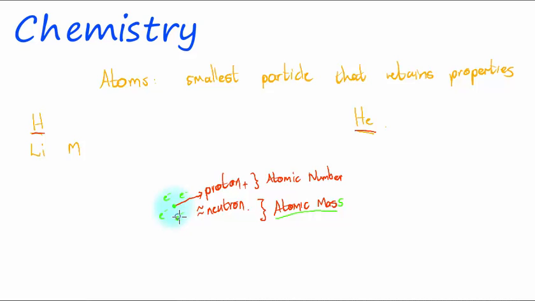Compared to electrons, their mass is negligible. You wouldn't even count their mass. That's how light electrons are compared to protons and neutrons. So protons and neutrons are what give the atom its weight, or its mass, sorry. That's why if we add them together, their mass is roughly the same. Not exactly, but roughly they have the same mass. So if I add them together, I get the thing's mass. Okay, so that's the atomic mass.